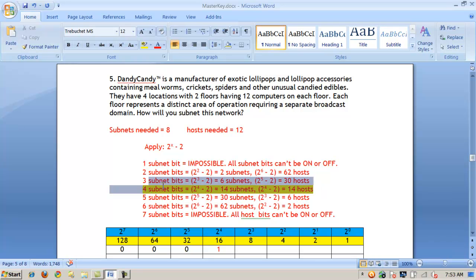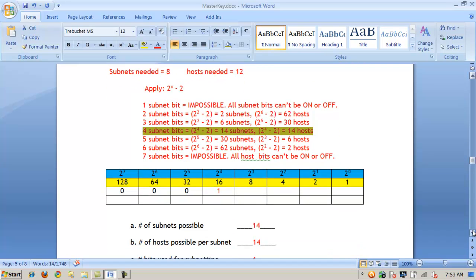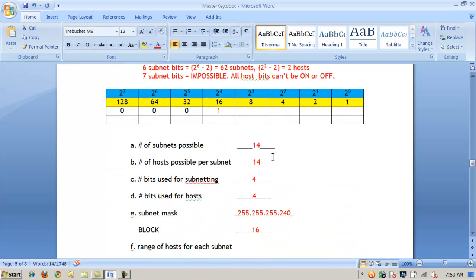Again, that means the middle option is the only one that applies here. It's the only one that can accommodate the required number of subnets and hosts. Notice all of these are the same: 14, 14, 4, 4, a subnet mask of 240 from adding these all together, and a block of 16.